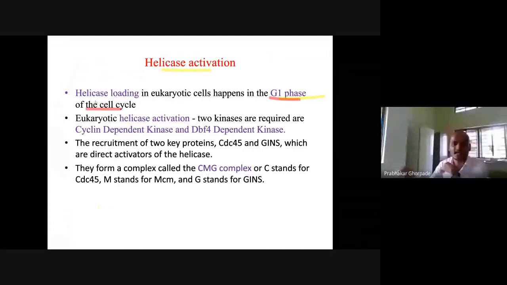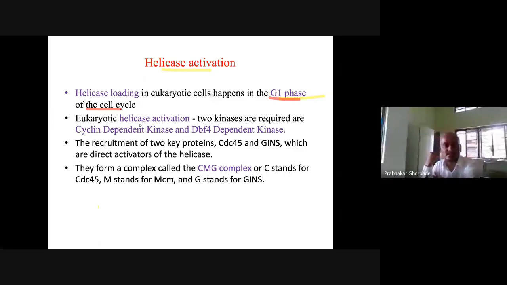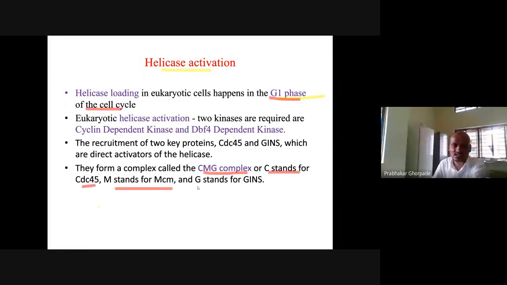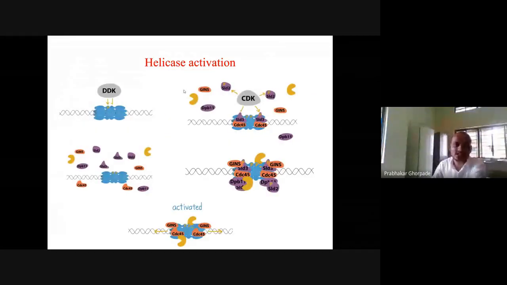Eukaryote helicase activation requires the cyclin-dependent kinase and the DBF4-dependent kinase. The recruitment of the key proteins, CDC45 and GINS, are direct activators of the helicase. They form the complex called the CMG complex, where C stands for CDC45, M stands for MCM, that is helicase, and G stands for GINS proteins. So that is how helicase gets activated.